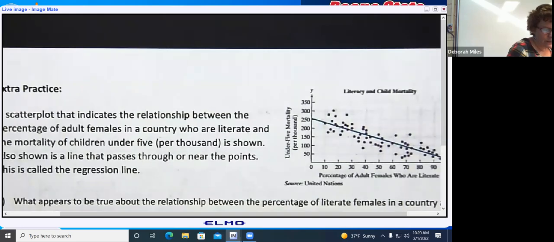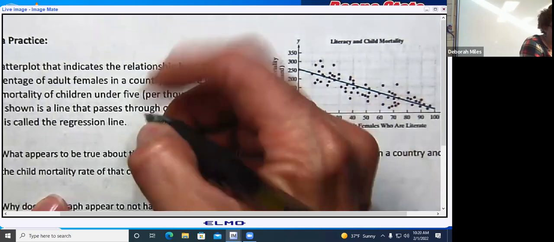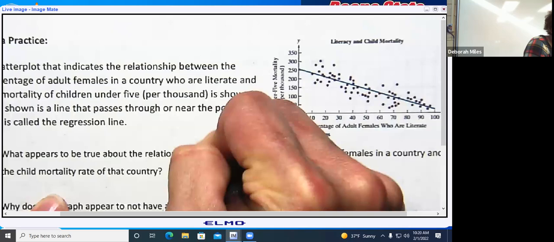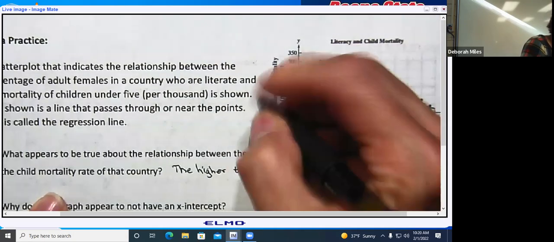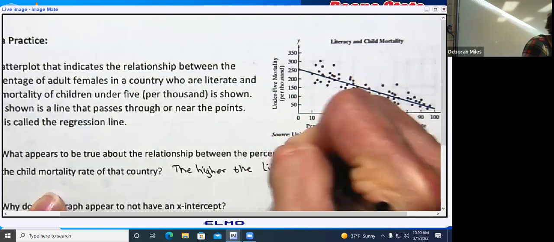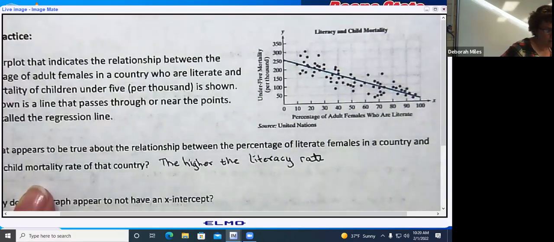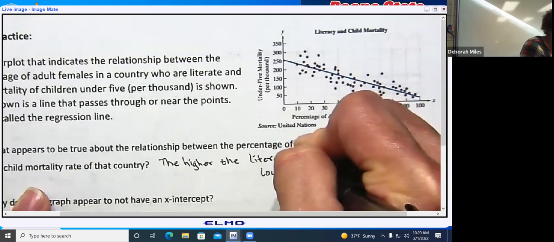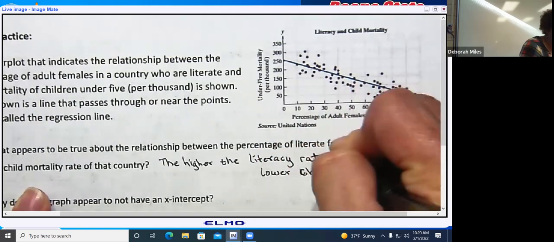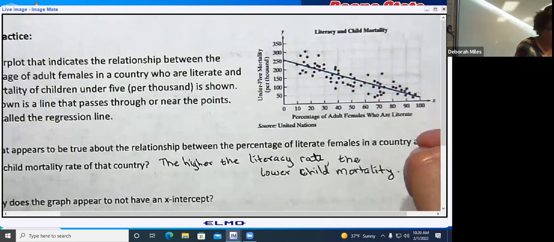So it appears that the relationship between percent of literate females in a country and the child mortality rate, you could say, the higher the literacy rate, and this is specifically among women, but I think the same thing would hold true for men, the higher the literacy rate, the lower child mortality. Has a negative slope.